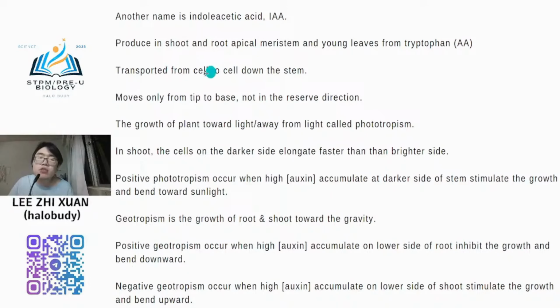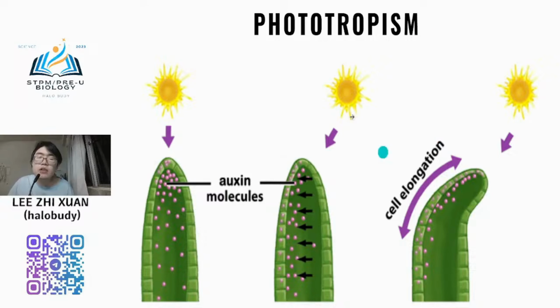Then it is transported from cell to cell, toward all the parts of the plant that require growth. When the growth of the plant using this hormone is toward the light, we call it phototropism. In the shoot, the cells on the darker side will elongate faster than the brighter side. You will see this diagram.